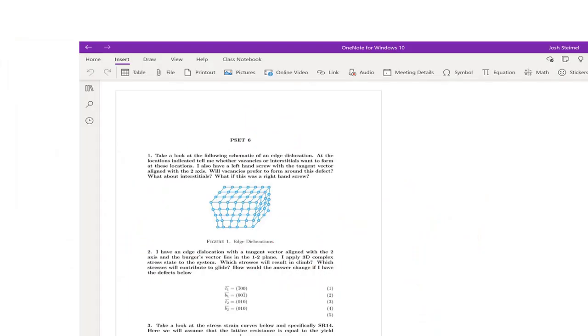All right, everyone, so let's go ahead and start Pset 6 solution videos. So let's take a look at the following schematic: edge dislocation. At the dislocations indicated, tell me whether vacancies or interstitials want to form at these locations.